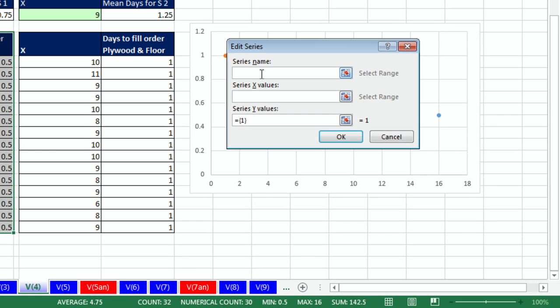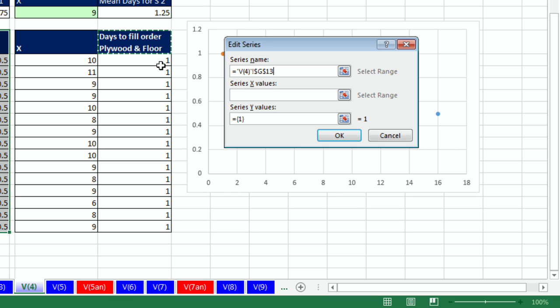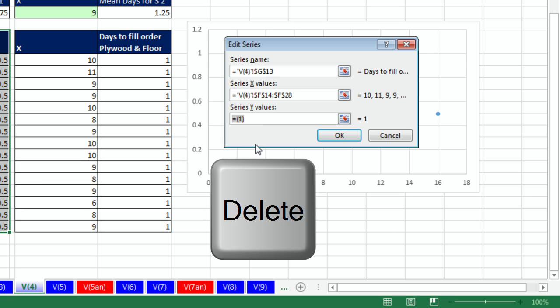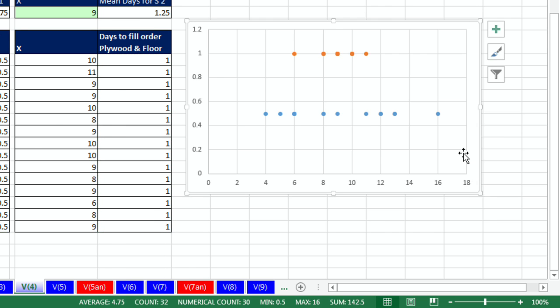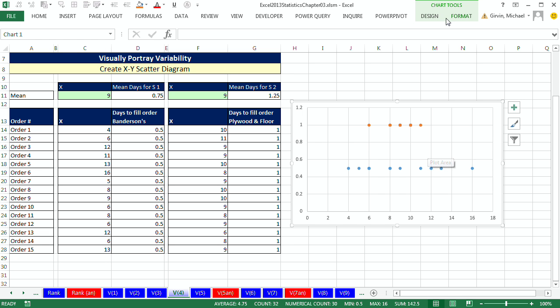So I'm going to click Add. The series name, days to fill order for plywood and floor, the x values. And then right here, there's equals, curly bracket 1, curly bracket. That is going to get in the way, so you want to be sure to highlight it and delete. You got to delete it before you go and get the values over here. So I've highlighted my y values. Click OK. Just to show you, click OK. So now it's starting to look good.